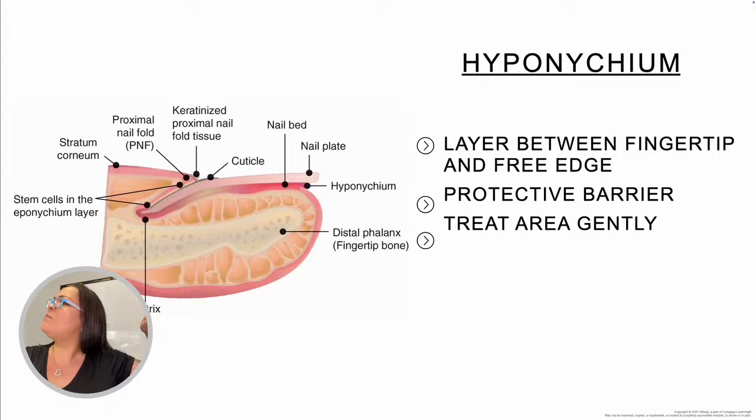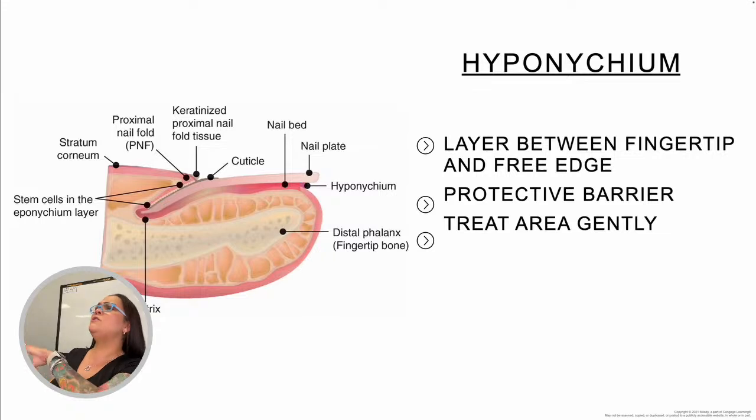means there's something below, right? If you look on the diagram, you can see it's that tiny little piece of skin that is underneath the free edge, but also attached to the tip of your nail, that skin, that nail bed right there. So it's that layer between the fingertip and the free edge. What is the purpose of it?